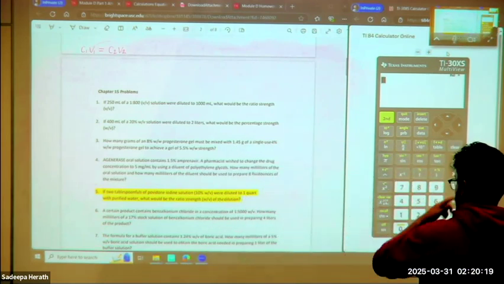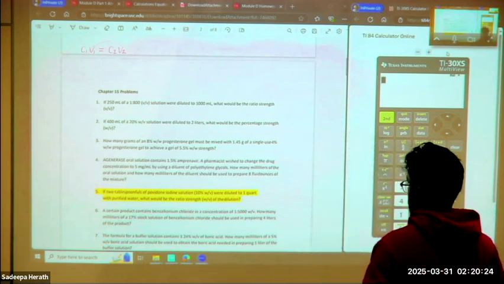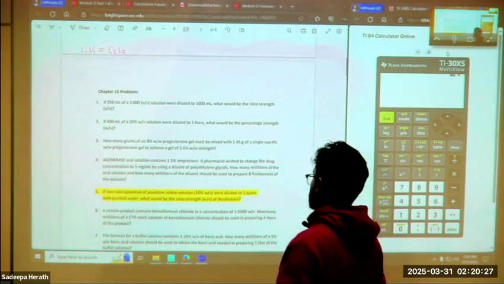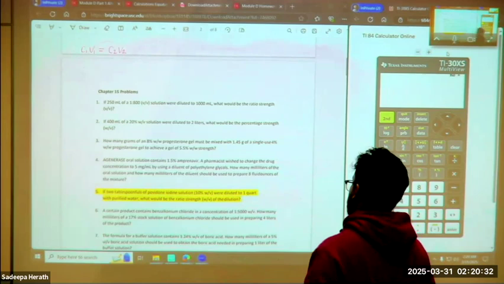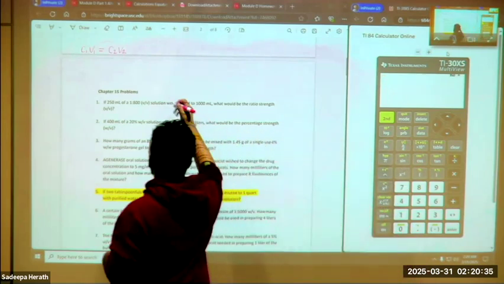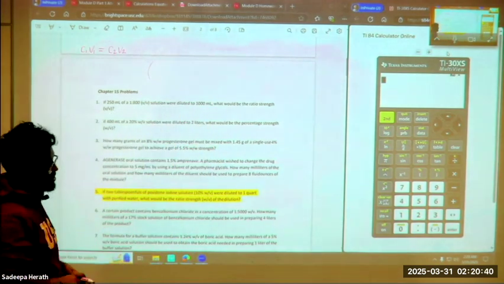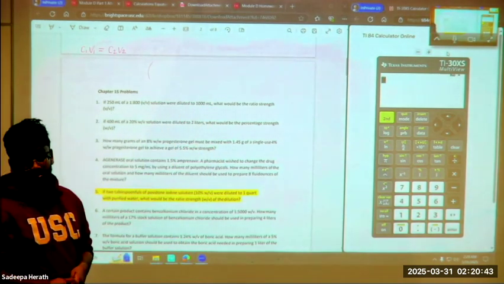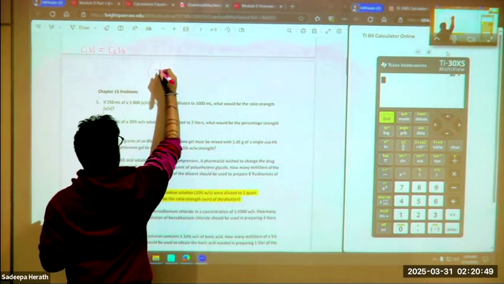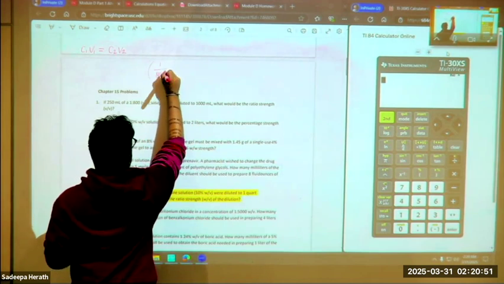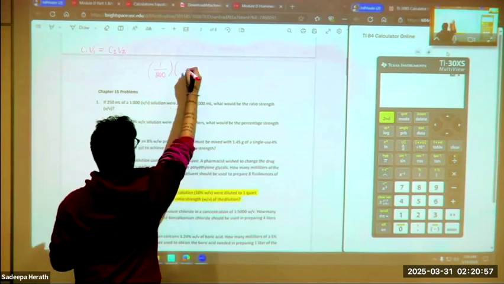Let's start with number one. It's a case in point. If 250 milliliters of a 1 to 800 volume to volume solution were diluted to 1000 milliliters, what would be the ratio strength, V to V? Okay, so using that equation, we don't have to convert 1 to 800 into grams and then from that into moles and such. We can leave it as, if you want, 1 over 800. So that's what it is in fraction form. And then that's 250 mLs of that.